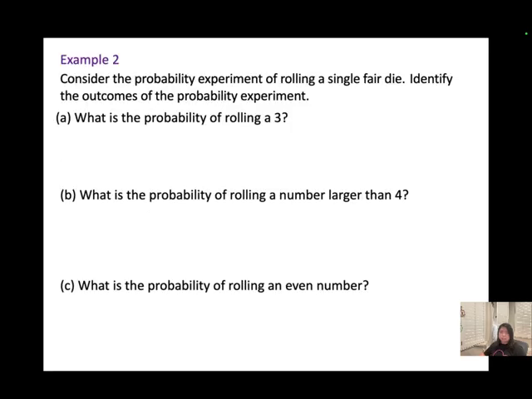Example 2. Consider the probability experiment of rolling a single fair die. Identify the outcomes of the probability experiment. What is the probability of rolling a 3? So before we calculate, try to write down the sample space. What you can get when you roll a single fair die. The sample space will be 1, 2, 3, 4, 5, 6. And then, what do we want to get? Our event will be getting a 3. So I let the event E equal 3.